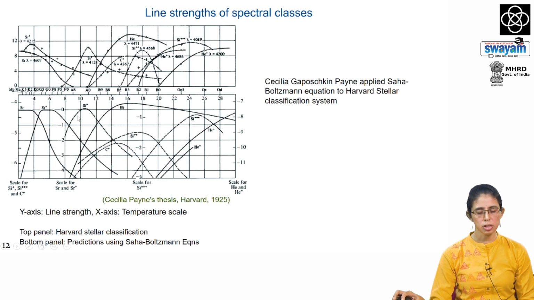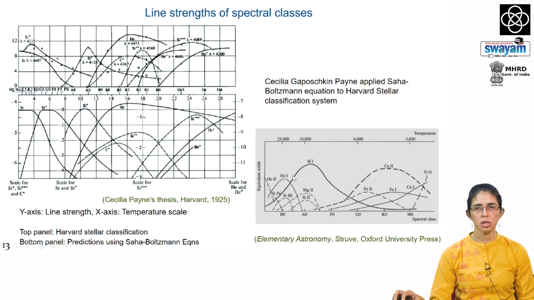what is shown in the bottom panel are the line strengths estimated from the theoretical predictions using the Boltzmann and Saha equations. One can see that there is a fairly good match between the observations and the theoretical predictions. Thus, one can say that using statistical physics, we can get a fairly good idea about the strength of the spectral lines.